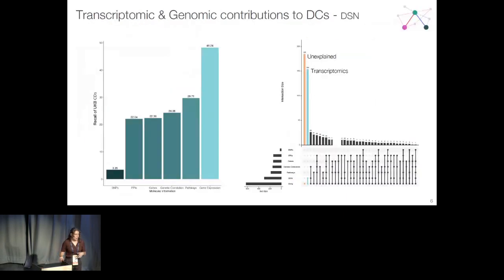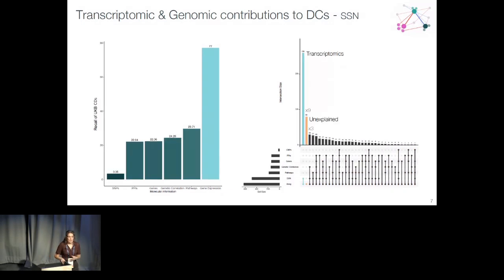So the first thing that we did was to compare the transcriptomic and genomic contributions to disease co-occurrences. As you can see, SNPs in dark green recall a very low proportion of co-occurrences, around 3%, with increasing values for other genomic layers, and then until gene expression. And here, the most frequent scenario was unexplained co-occurrences, followed by transcriptomics.